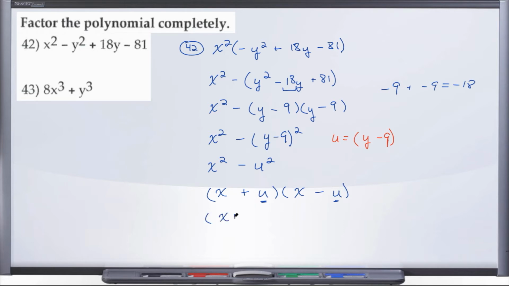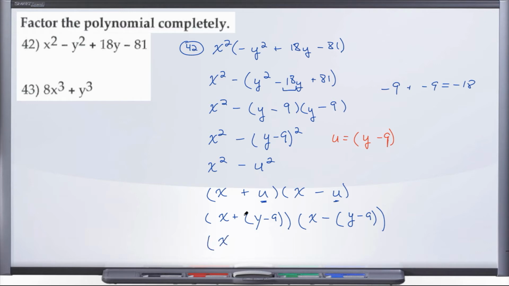So now we have x plus, and now what does u represent? y minus 9. And here in the second factor, we have x minus, replacing what u represents, so y minus 9. And now we're going to go ahead and simplify, rewrite this one more time.